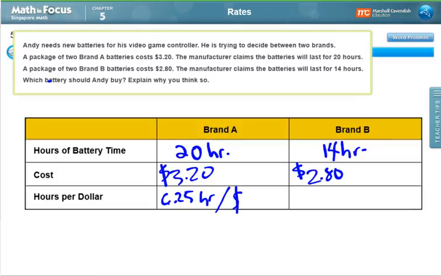For brand B, when we do 14 divided by 280, we get 5 hours per dollar. So for this brand, we're getting 5 hours of play for every dollar that we spend. So which one is the better deal? Brand A is the better deal, because you're getting more playtime for every dollar that we spend. And with these units, as you can see, you have to be thoughtful about what the different numbers in each ratio actually mean.